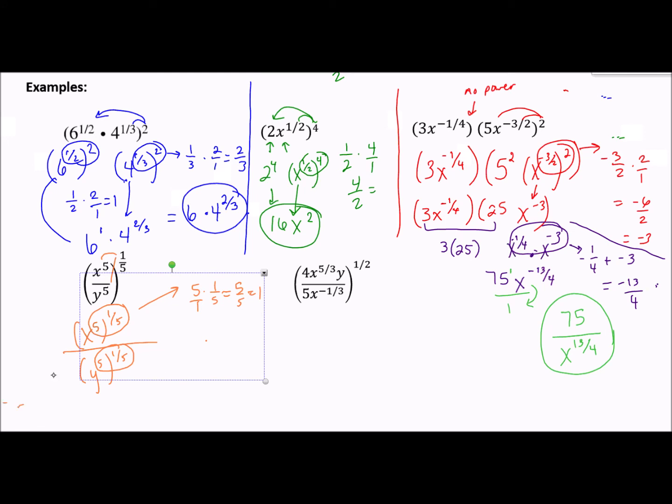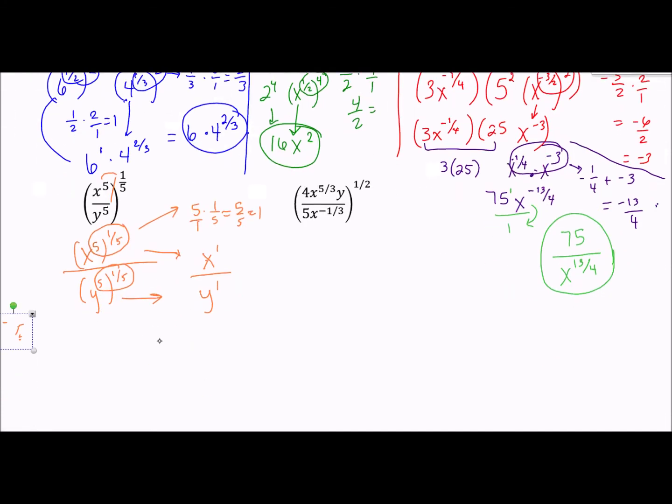So on top, it's going to become x to the 1 over, now y's got the same numbers we're multiplying, so it's also going to be y to the 1. But you don't have to write those ones if you don't want to. So that would be our answer.